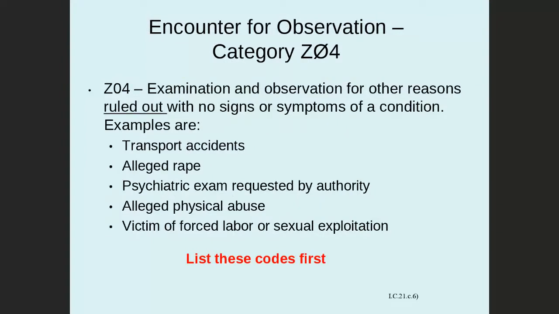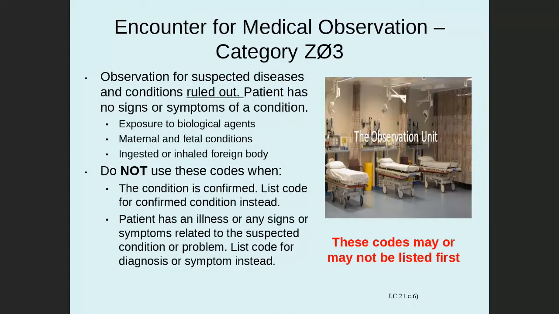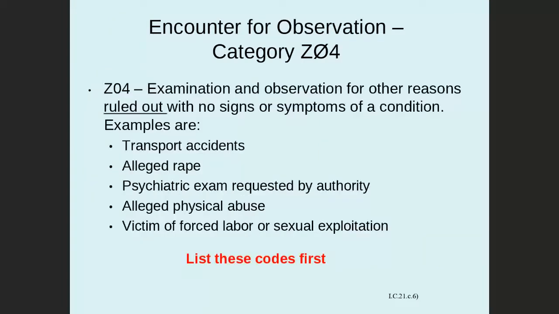There's another observation category, Z04. Codes in this category include observation after transport accidents, alleged rape, psychiatric exam requested by authority, alleged physical abuse, or the victim of forced labor or sexual exploitation. These codes are listed first. You see from the previous ones, may or may not for Z03, listed first for Z04. That's one of the things that's really confusing about Z codes. When is it listed first? When is it not listed first? And that's going to be a theme throughout this presentation.